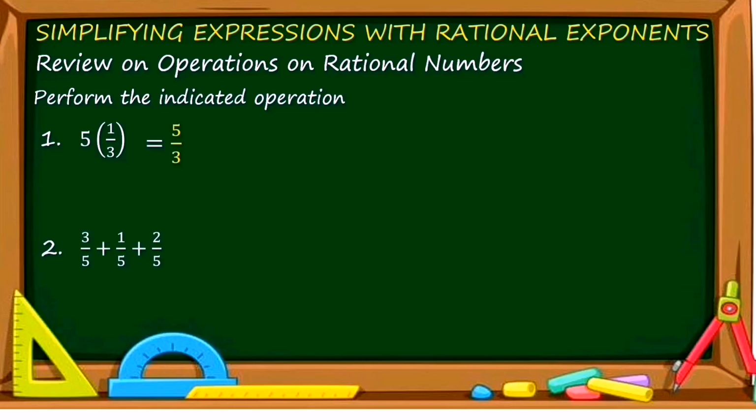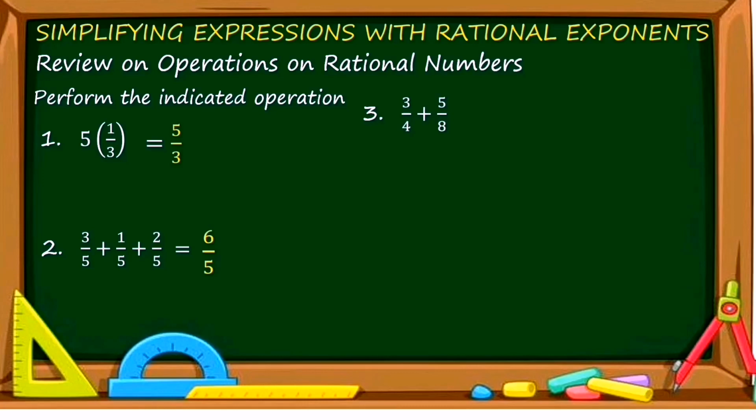Number 2, 3 over 5 plus 1 over 5 plus 2 over 5. Do you still remember how to add these rational numbers? As you notice, all of them have the same denominators. To add them, just add the numerators 3 plus 1 plus 2, which is equal to 6, and then copy the denominator, which is 5. So our answer is 6 over 5.